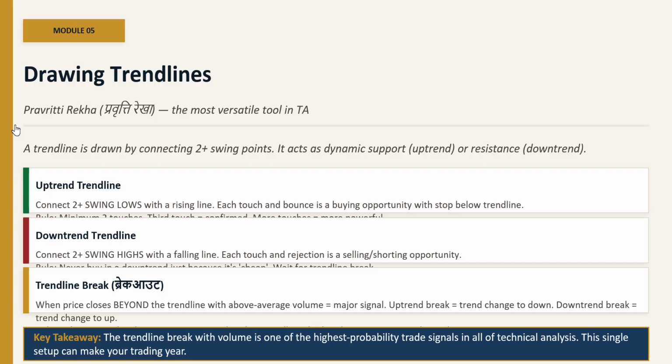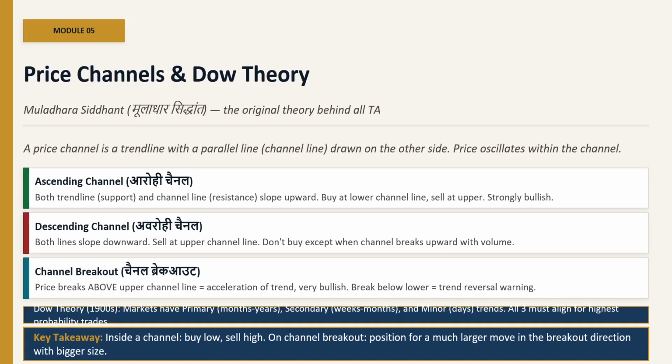One critical rule: always require volume confirmation on a trend line break. False breaks on low volume are very common. High volume break equals genuine signal. Price channels and Dow theory. A price channel is a trend line with a parallel line drawn at the opposite side. Price oscillates between the lower trend line support and the upper channel resistance. In an ascending channel, buy near the lower trend line and take profits near the upper channel line.